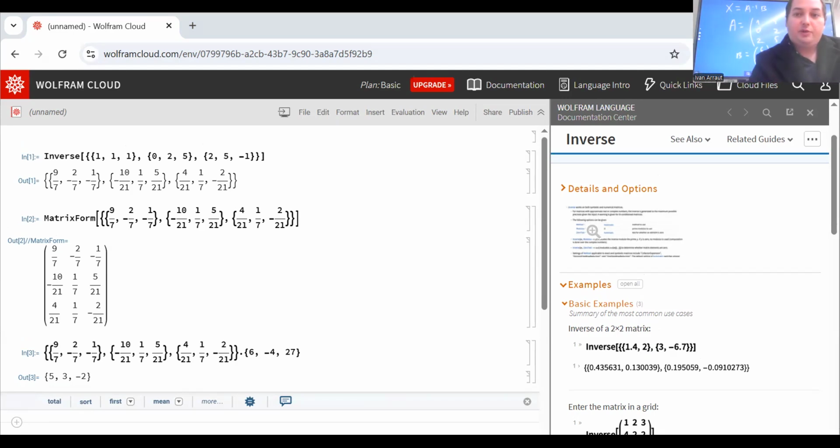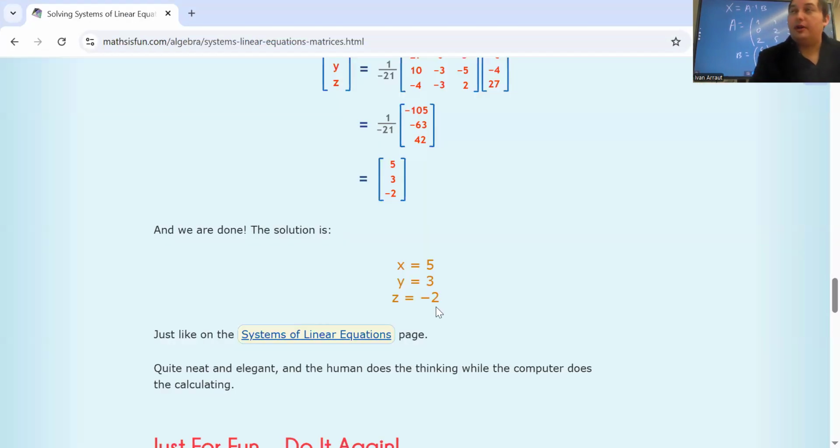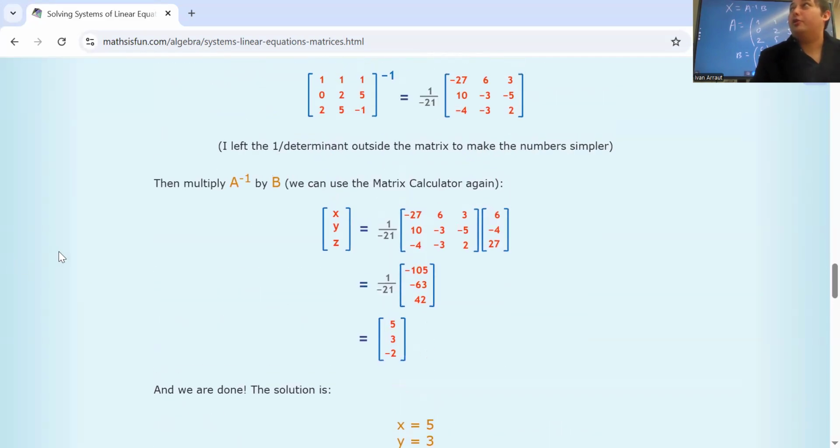And let's see what they obtained here. 5, 3, minus 2. Exactly what we obtained. Let me share the right screen. Here you are. 5, 3, minus 2. So my software is working well. I am testing it. It's quite good.